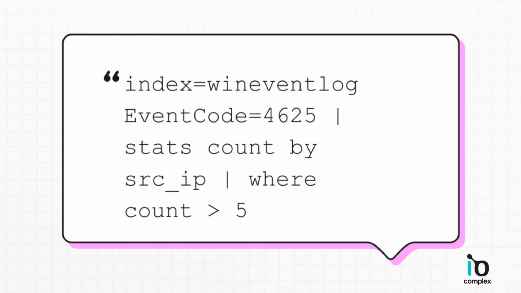First, we tell it to look in our Windows event logs for that failed login code, 4625. Then, we pipe that into a stats command to count them up, grouping them by the computer they came from and the account name they tried to use. And then, the magic part, we only show the results where the count is greater than 5. And just like that, you found a potential brute force attack.